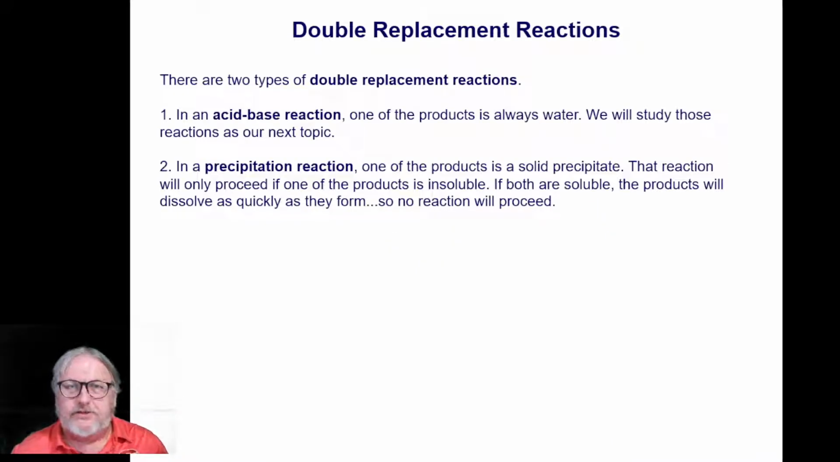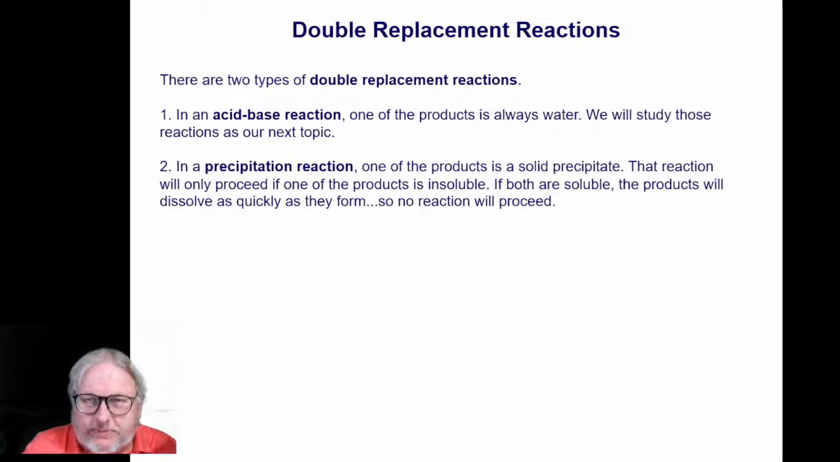There we go. So there's two types of double replacement reactions. You can also call them double displacement, whatever. In an acid-base reaction, especially between a strong acid and a strong base, one of the products is always water. And we're going to study these reactions in our next topic. In another type of double replacement reaction, it's a precipitation reaction, and one of the products is a solid precipitate that falls out of solution.